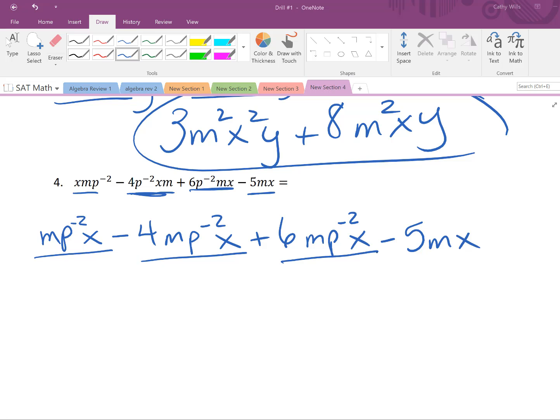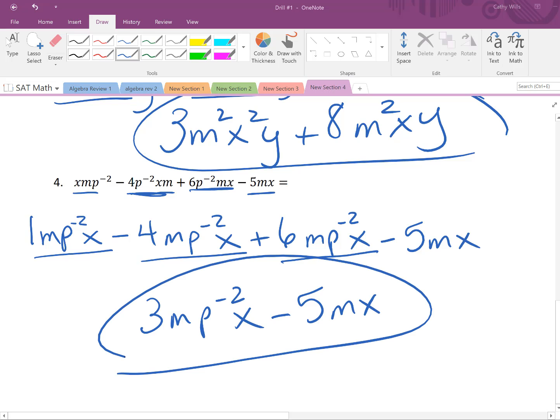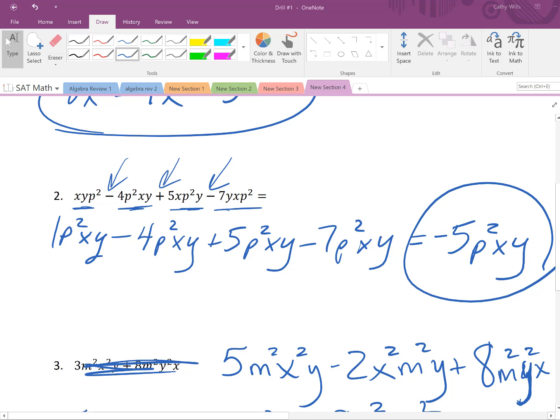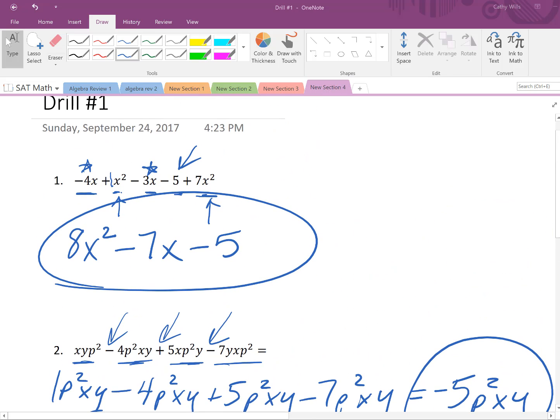So this is 1 minus 4 is negative 3, plus 6 is positive 3. So it's 3m p to the negative 2x minus 5mx. That is how you add like terms. You need to be really careful with your adding and subtracting so that you don't make any careless errors.